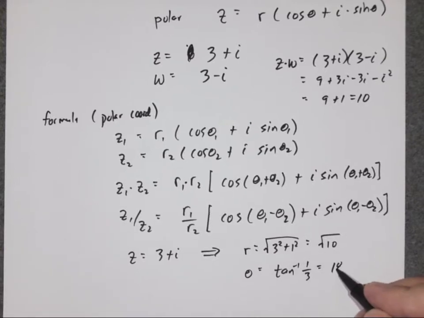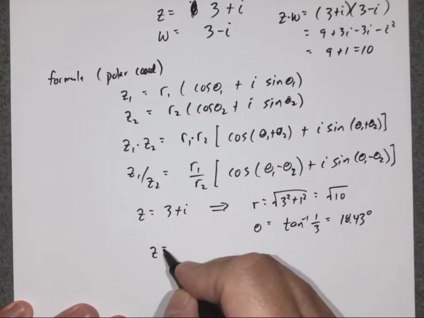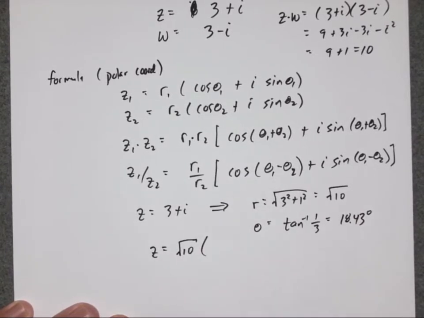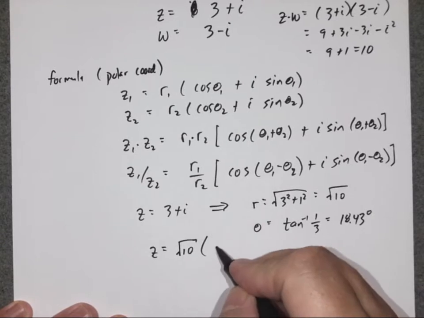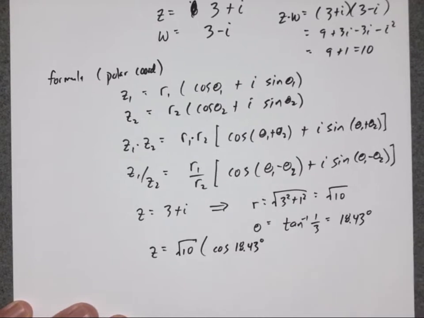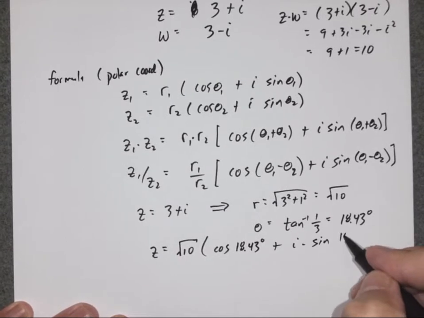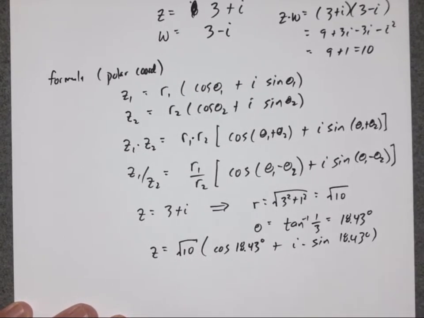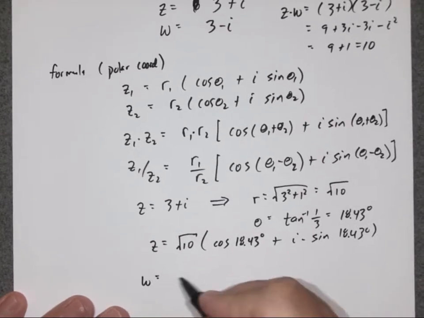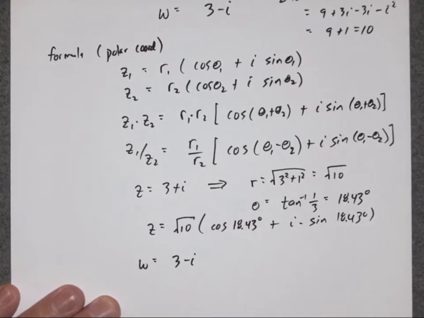Let me call it 18.43 degrees. So now I can say z, written in polar coordinates, is the square root of 10 times cosine 18.43 degrees plus i sine of 18.43 degrees. And now, w as a complex number is 3 minus i.